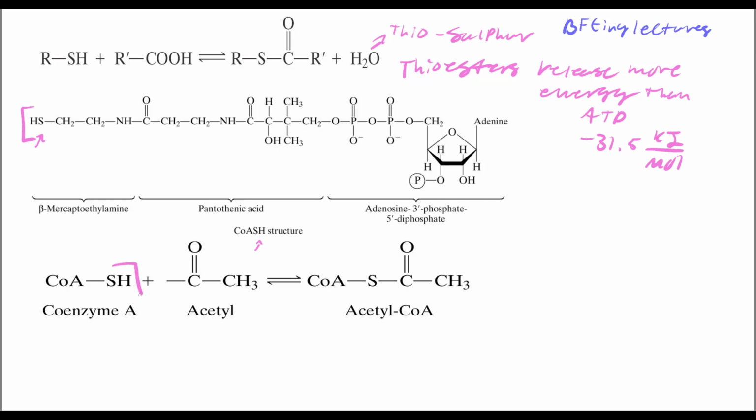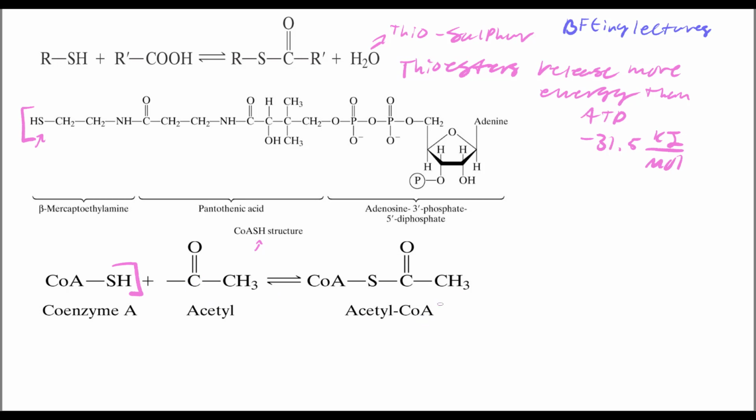It has the SH. CoA is just everything on that side, okay? So don't focus on the big chain. It may look scary, but it's not. So we have coenzyme A, and we can have it reacting with the acetyl. Whenever it reacts with the acetyl, it's going to make acetyl coenzyme A.